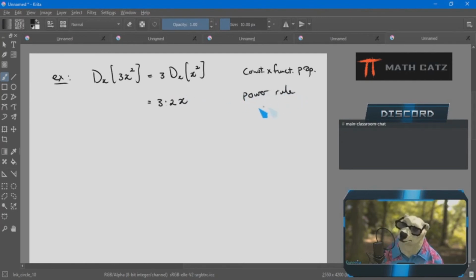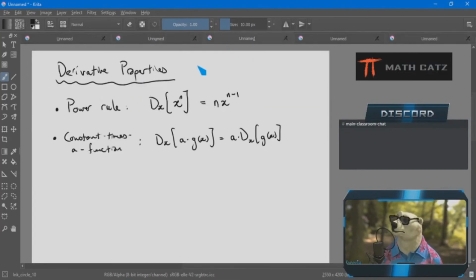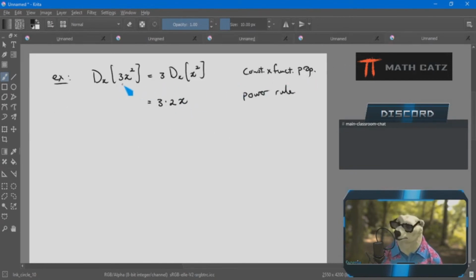The power rule was not ready initially because the power rule said, "I'm only ready if you give me a power of x and nothing else." Well, I wasn't quite ready for that. But I have another property that can isolate that power of x, and then I'm ready for the power rule. I can then simplify this to 6x.